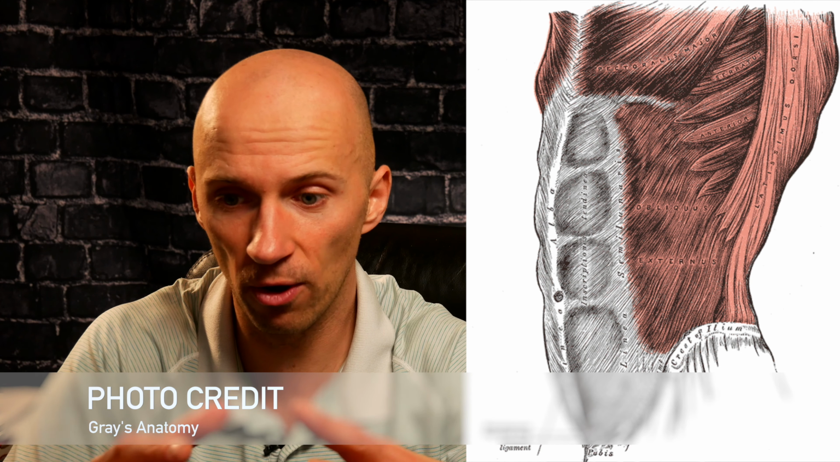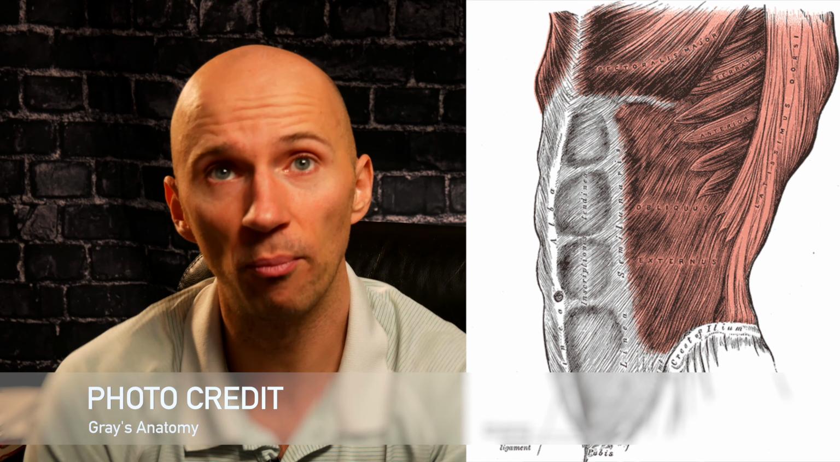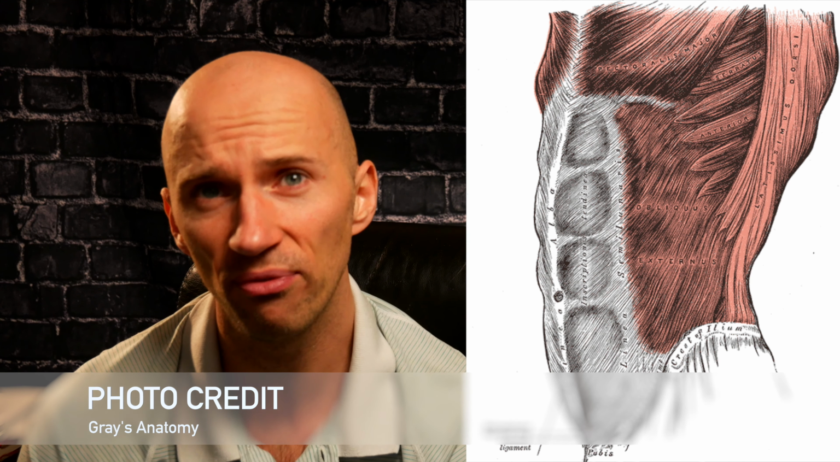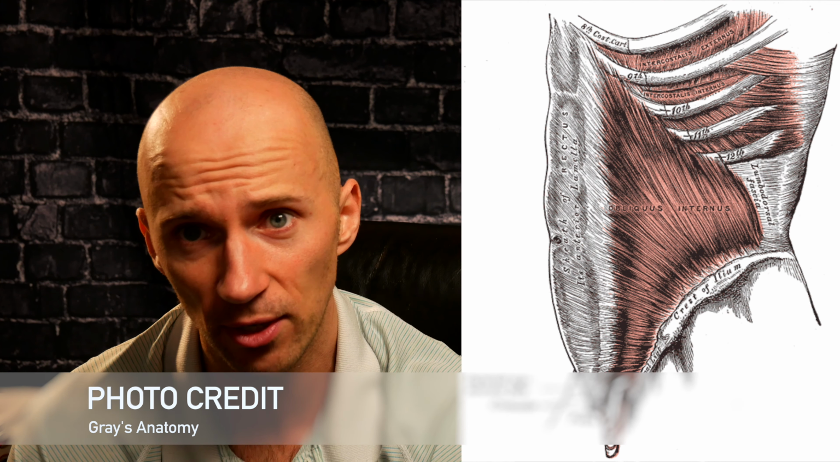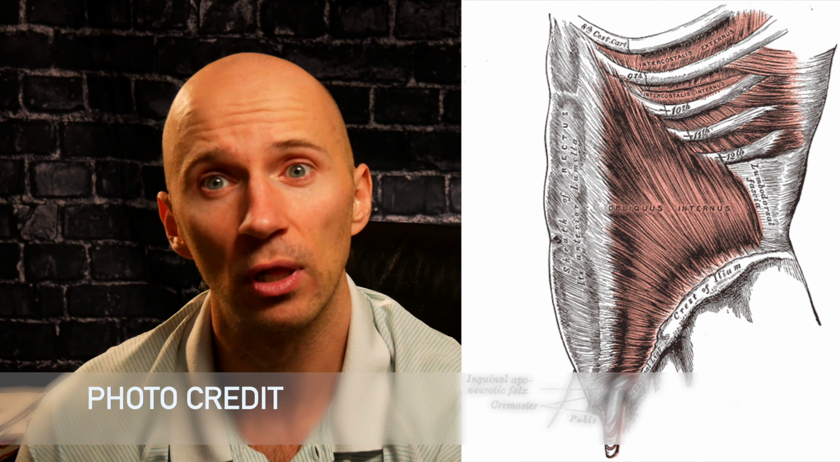Hence, if I have a narrow ISA, the outer attachments are going to be able to compress and rotate the rib cage much more effectively. Internal oblique is a little bit more internal on the rib cage and has more of its attachments along the iliac crest, among other locations.